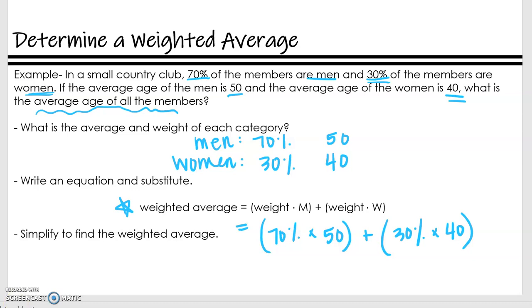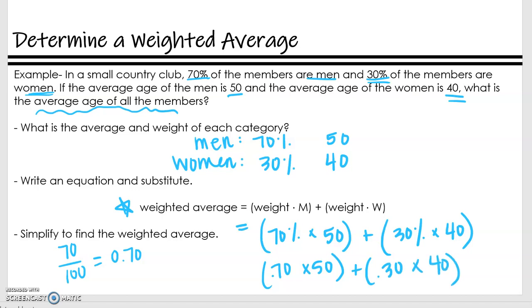So the way that we need to calculate 70% is 70 out of 100, which is also 70 hundredths. So in the calculator, you're going to put 0.70 times 50 and 0.30 times 40. So I'm going to do that on my calculator off to the side. 0.70 times 50 is 35. And I'm almost out of space. Sorry about that. 0.30 times 40 is 12.